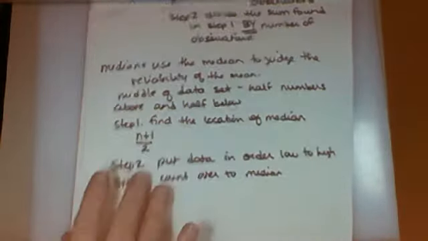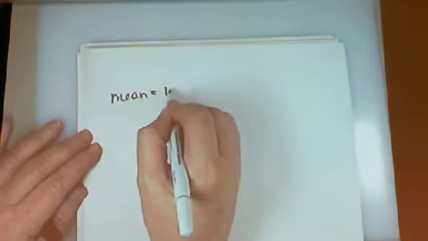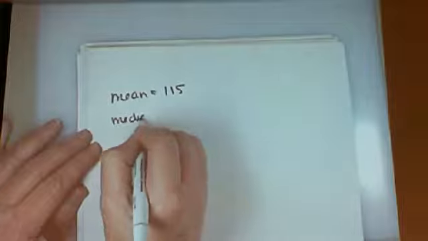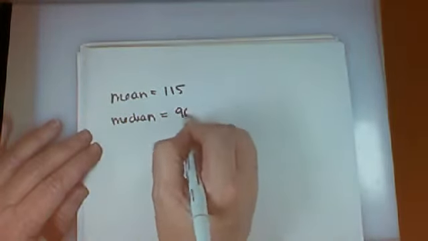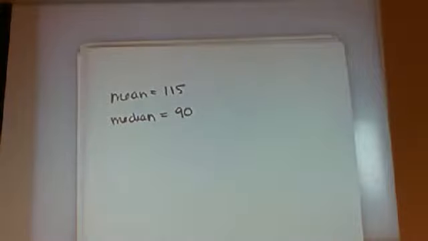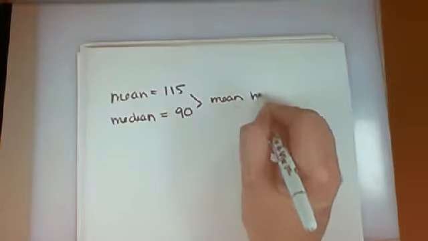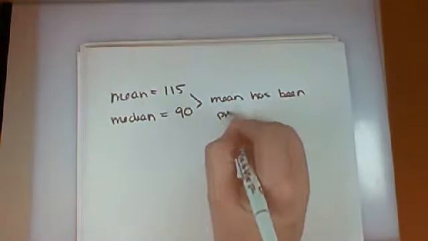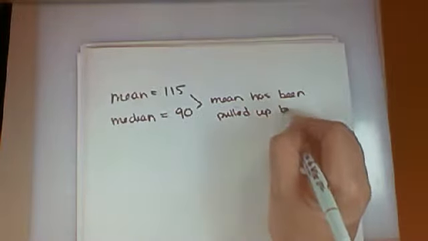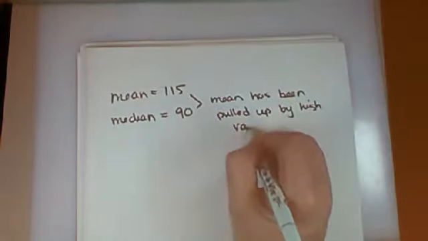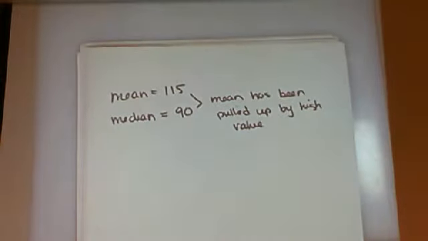If I were to do this calculation and I had a mean of, say, 115 and a median of 90, that would tell me that the mean has been pulled up, because the median's in the center. So this would tell me the mean has been pulled up by a high value, just like our Bill Gates example.